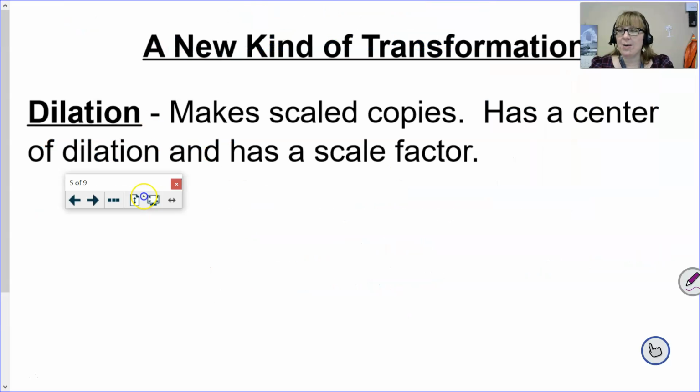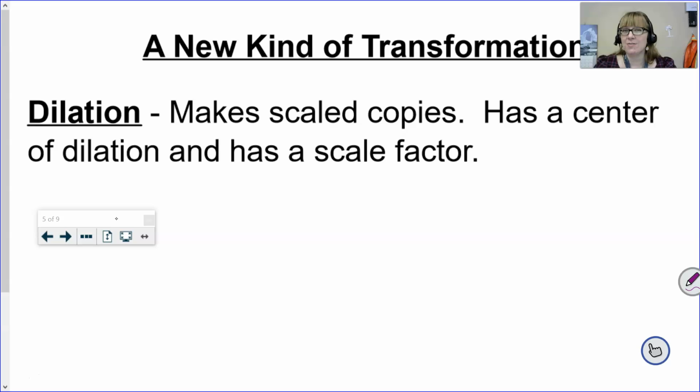So what we're talking about so far is a new kind of transformation. Last unit was all about rigid transformations and congruence, specifically rotations, reflections, and translations. What we're going to be talking about in this unit is a new kind of transformation. It's called a dilation. There's a few things that you need to know about dilations. Dilations make scaled copies. That's why we reviewed scaled copies and have been looking at scaled copies, because dilations make scaled copies.